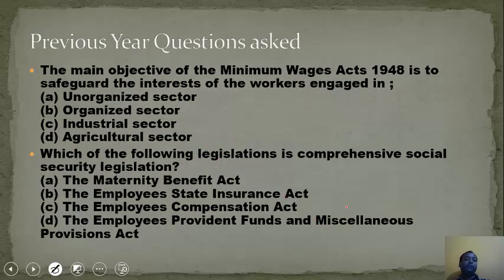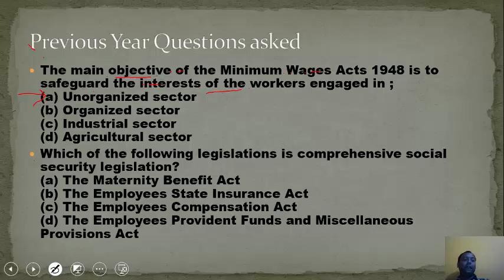Now the previous year questions asked, the first question is, the main objective of the Minimum Wages Act 1948 is to safeguard the interest of the workers engaged in, as we have already seen, it is for unorganized sector because they are the most vulnerable persons.